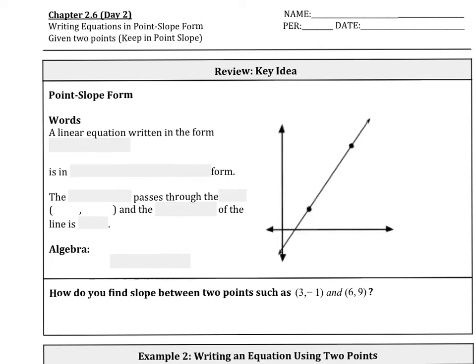Chapter 2.6 Day 2: Writing equation in point slope form given 2 points. Let us review the key idea of point slope form. Point slope form is written in the form of y minus y1 equals m times x minus x1. This is called point slope form of a linear equation. The line passes through the point x1, y1 and the slope of the line is m.